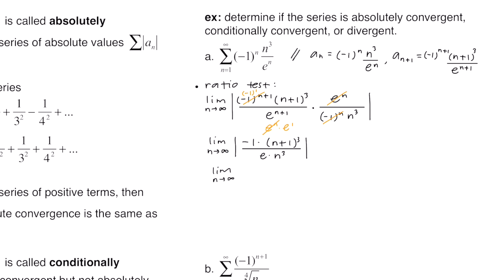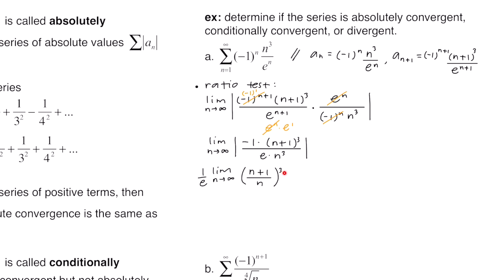So when we take the absolute value of this expression, it's just going to be the exact same expression, except there won't be this negative 1 here. At the same time, I'm going to bring this 1 over e to the front, and then I'm going to rewrite this. It says n plus 1 quantity cubed, and this is n cubed. So I just rewrote it as n plus 1 over n all to the third power.